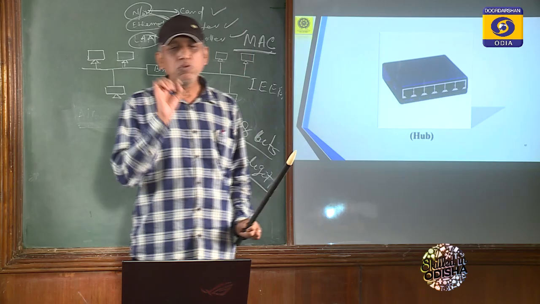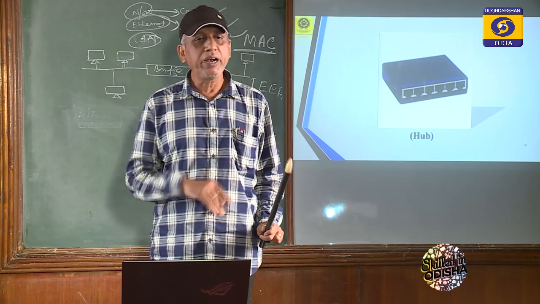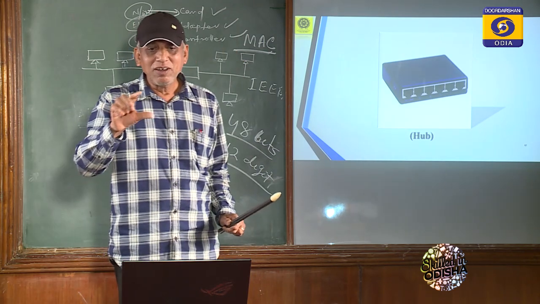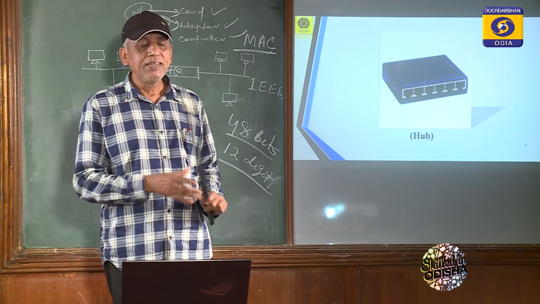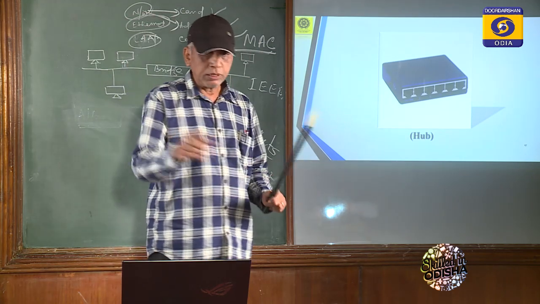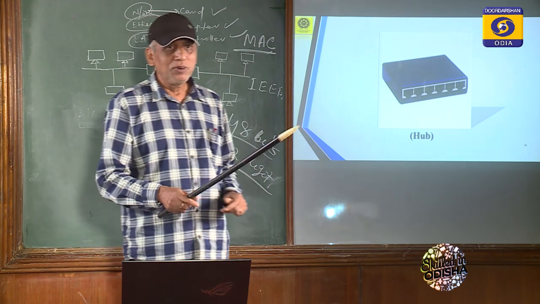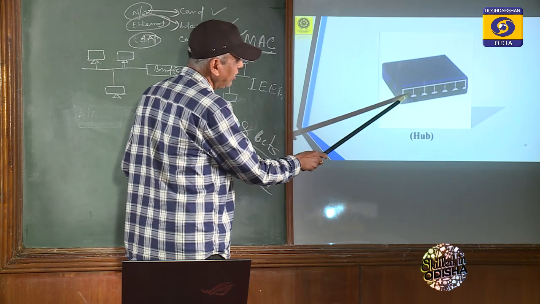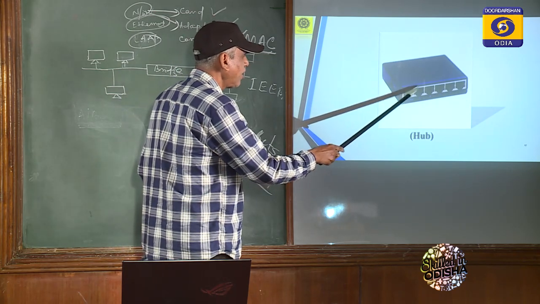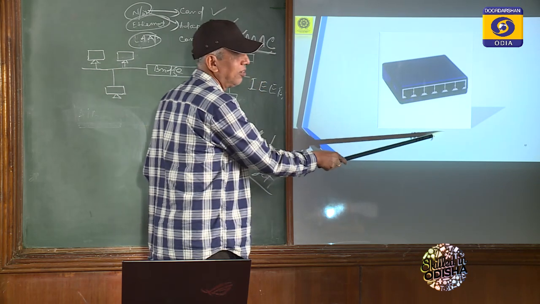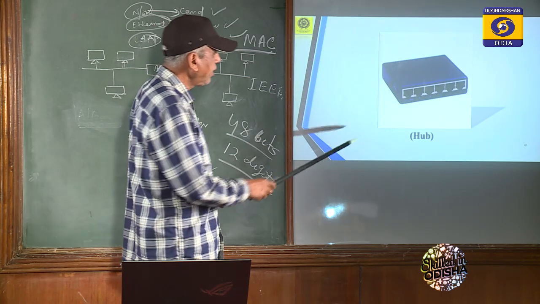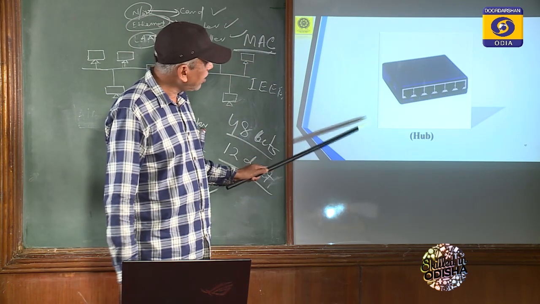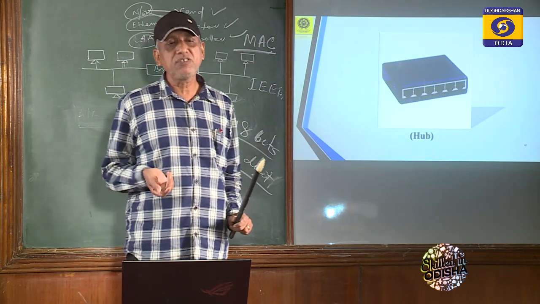This is because it has no intelligence, and no extra software is included. It is simply a cabinet, just like in your electrical circuit, where more than one switch is there. In this case also, if one computer transmits data, then all the data is transmitted to all the systems. That is the disadvantage, and it is called broadcast transmission. If data is transmitted to all systems, that transmission is called broadcast.